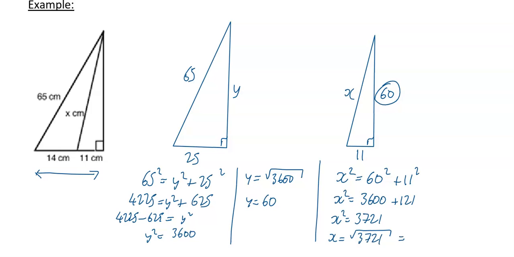I'm working across the page, and that gives me, I'll just check that, square root of 3,721. That gives me bang on 61. So that's a lovely answer for this one. And you put the units in now at this stage, centimeters, and that's it.